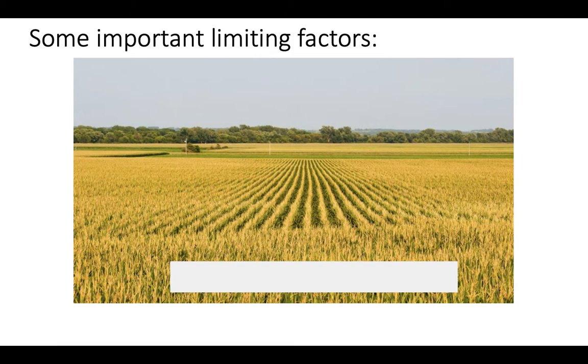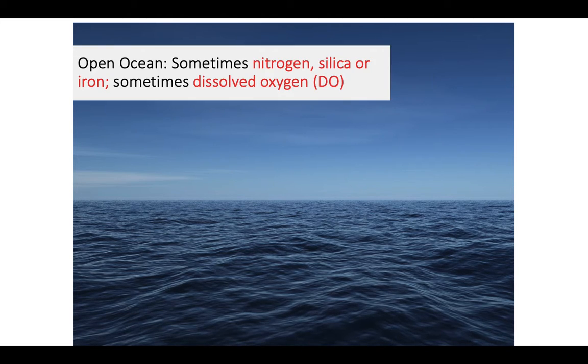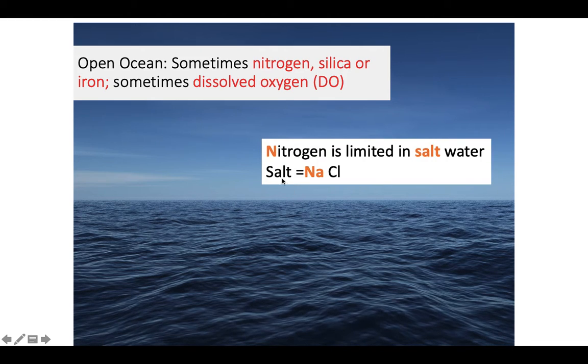There are some important iconic limiting factors that you should know. In soil, the three basic limiting factors for plants are nitrogen, phosphorus, and potassium, NPK, as we call it. These are the three main components of fertilizer and are limiting factors in soil. In marine ecosystems or open ocean, the main limiting factor is nitrogen. And the way I like to remember this is that the chemical symbol for salt is NaCl, and in salt water, nitrogen is limited. So I remember because they both have N's in their name.